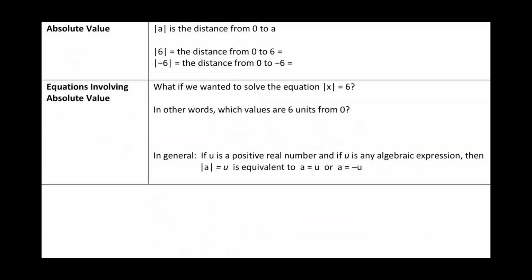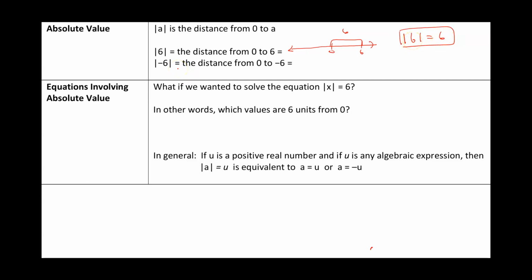Let's talk about absolute value. The absolute value of a is the distance from 0 to a. Once again, the absolute value of a is the distance from 0 to a. So if we want to find the absolute value of 6, we're looking for the distance from 0 to 6. If I were to draw this on a number line, if this is 0 and this is 6, the distance between 0 and 6 is going to be 6 units. Therefore, the absolute value of 6 equals 6. It represents the distance from 0 to 6.